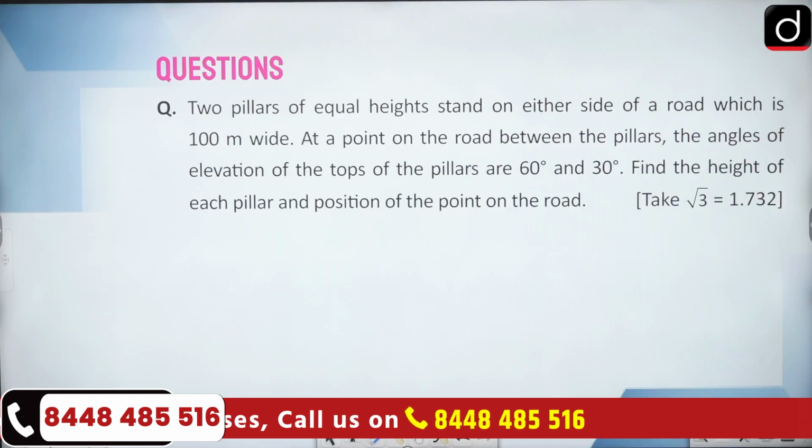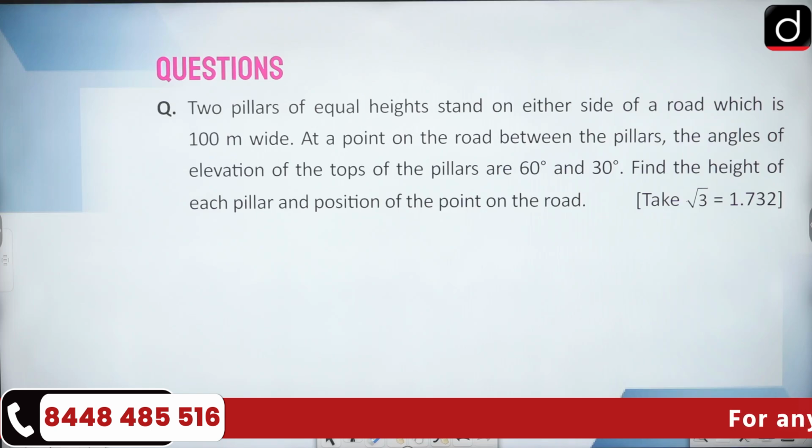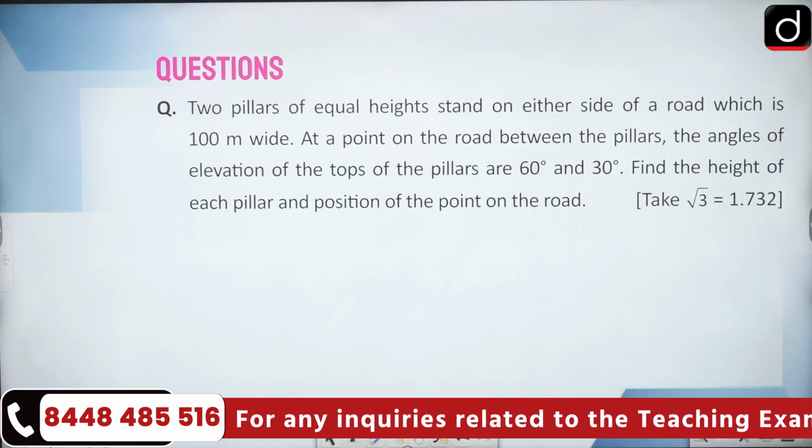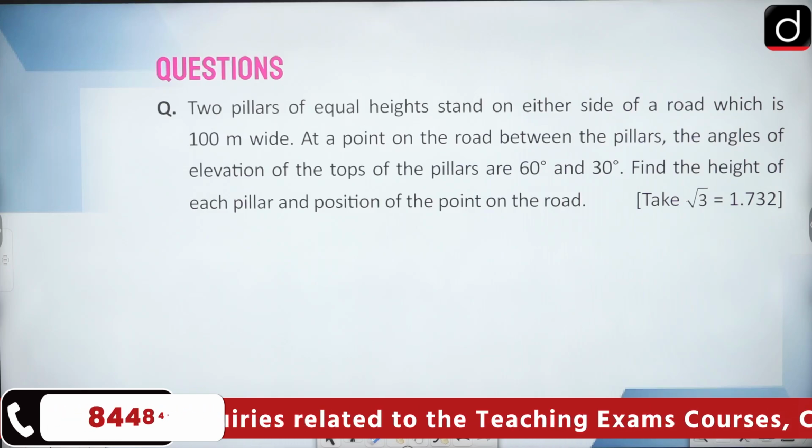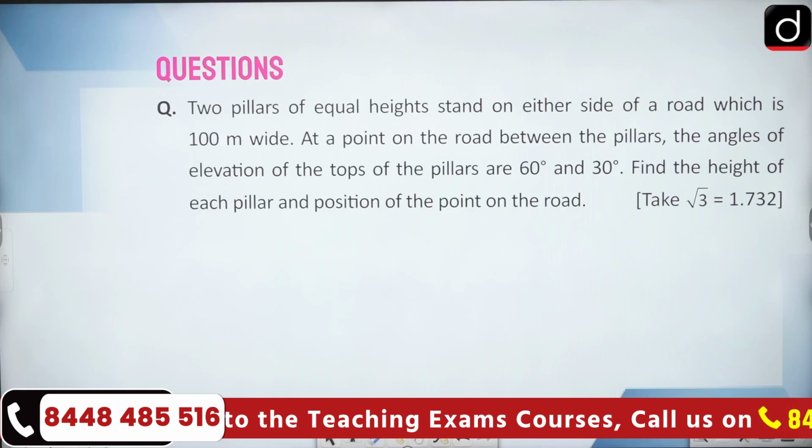In this, two pillars of equal heights stand on either side of a road which is 100 meters wide. At a point on the road between the pillars, the angles of elevation of the tops of the pillars are 30 degrees and 60 degrees. Find the height of each pillar and the position of the point on the road.